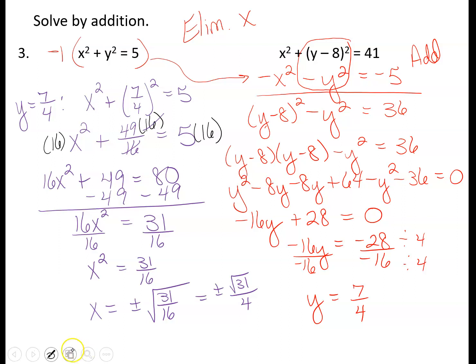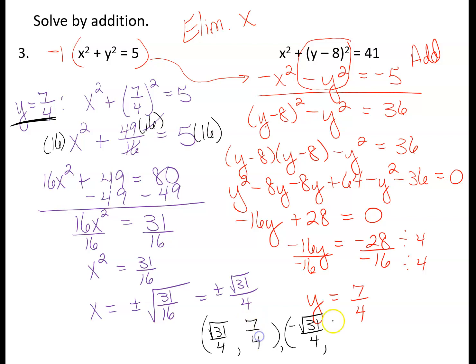Okay, now to write the solution set, we've got really two values of x. We've got positive square root of 31 over 4. So that's one ordered pair. And we've got a negative square root of 31 over 4. Now, both of those x's came from the same y. Y was 7/4. So 7/4 goes here and here. And so those are the two ordered pairs. Put the braces, and that's our answer.